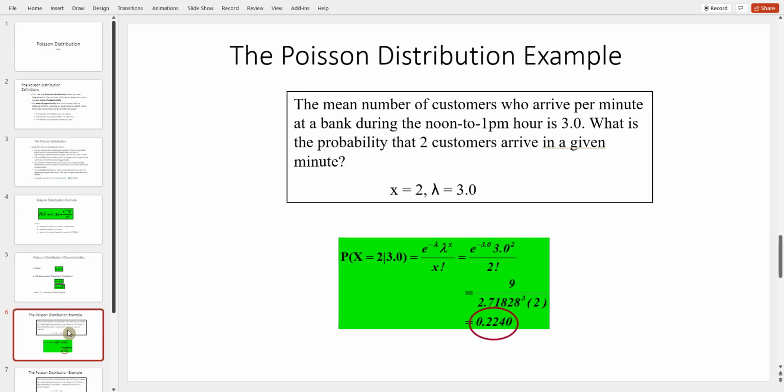So let's look at an example. The mean number of customers who arrive per minute at a bank during the noon to 1 p.m. hour is 3. What is the probability that 2 customers arrive in a given minute? Okay. So in this case, x is equal to 2. Our lambda is 3. So what we can do is plug everything back into the formula. And as you can see, we get 0.2240 as the answer.